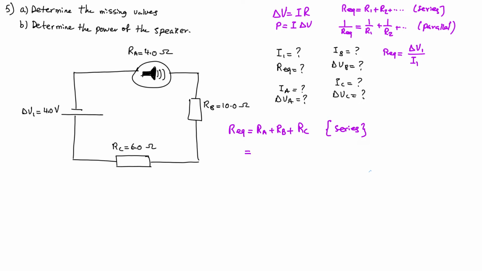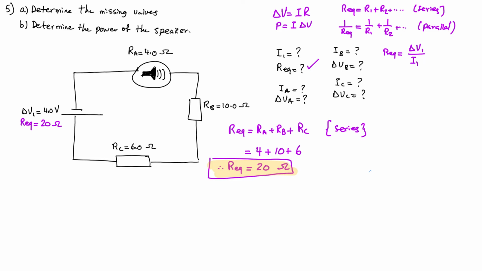I have all of those values. I have RA as 4, I have RB as 10, and I have RC as 6. This adds up to 20 ohms, and this will give me the equivalent resistance. And that's one of the things I'm looking for. So I'll write therefore Req is equal to 20 ohms, and that's one of my final answers that I'm going to highlight and box. Now that I have the Req, I'm going to put a check mark on it, and I'll write it down around here because they're really connected. Req is equal to 20 ohms.